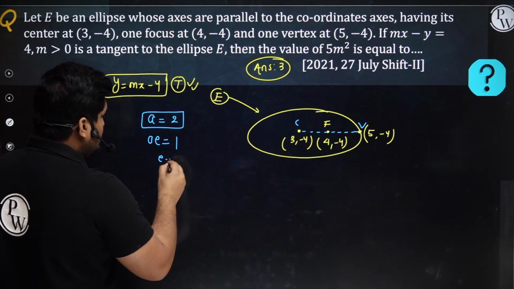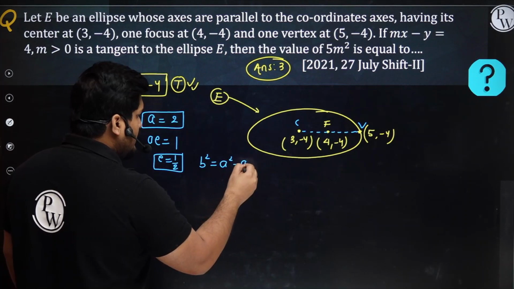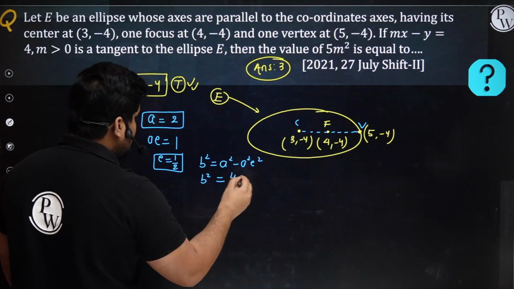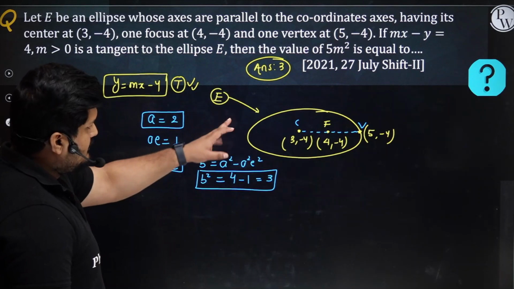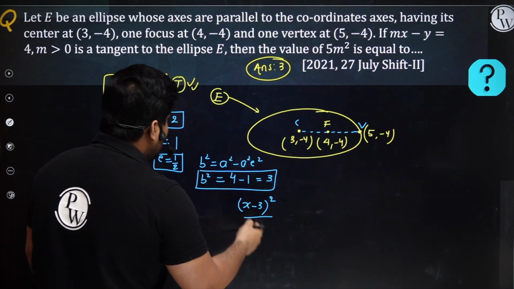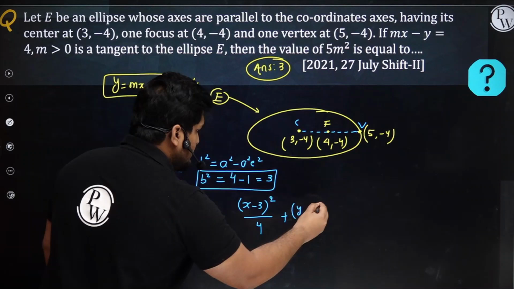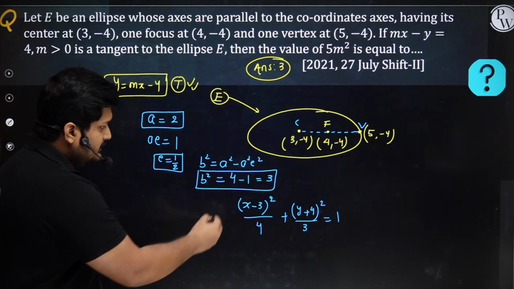So what will be B square? B square will be A square minus A square E square. What is A square? 4 minus 1, which is 3. So we have A and B value with us. So we can write the equation of this ellipse. Center is 3, minus 4. So x minus 3 whole square divided by A square, that is 4, plus y plus 4 whole square divided by b square, which is 3, is equal to 1. This is the ellipse, guys. We have got the ellipse result now.